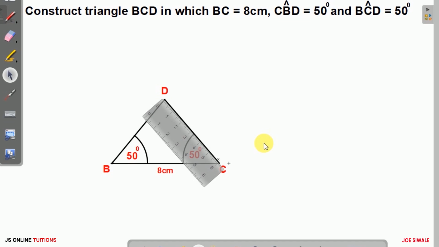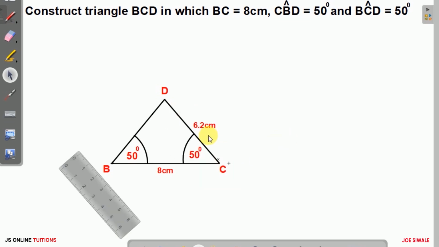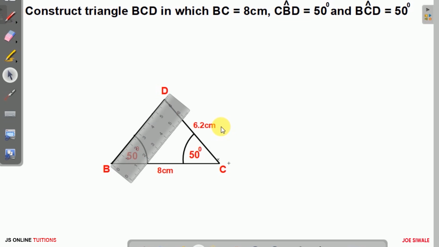If we measure the length of line CD, as you can see, that's 6.2 centimeters. So the length of line CD is 6.2 centimeters. Let us measure the length of line BD. If we measure the length of line BD, that's 6.2 centimeters. As you can see, our triangle BCD is an isosceles triangle, and we said an isosceles triangle has two sides which are equal. So the length of line BD is equal to the length of line CD.